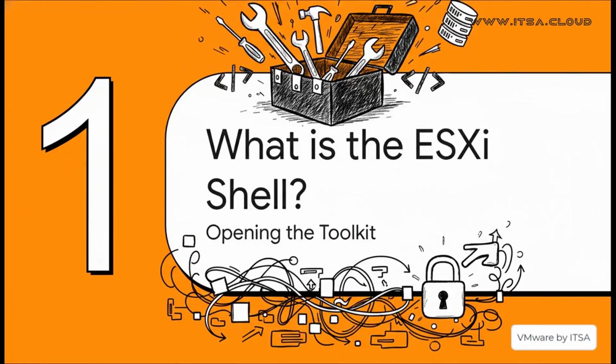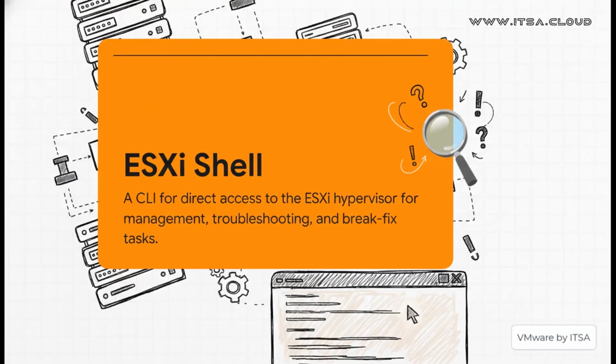So before we just start grabbing wrenches from this toolkit, let's pop the lid and see what we're actually working with. What is the ESXi shell, really? To put it simply, the ESXi shell is a command line interface, a CLI, that gives you direct, low-level access to the hypervisor itself. This is built for the serious stuff. We're talking deep management, advanced troubleshooting, and those classic break-fix moments where you absolutely need raw, unfiltered control. You can almost think of it as the command prompt for your entire virtual world.